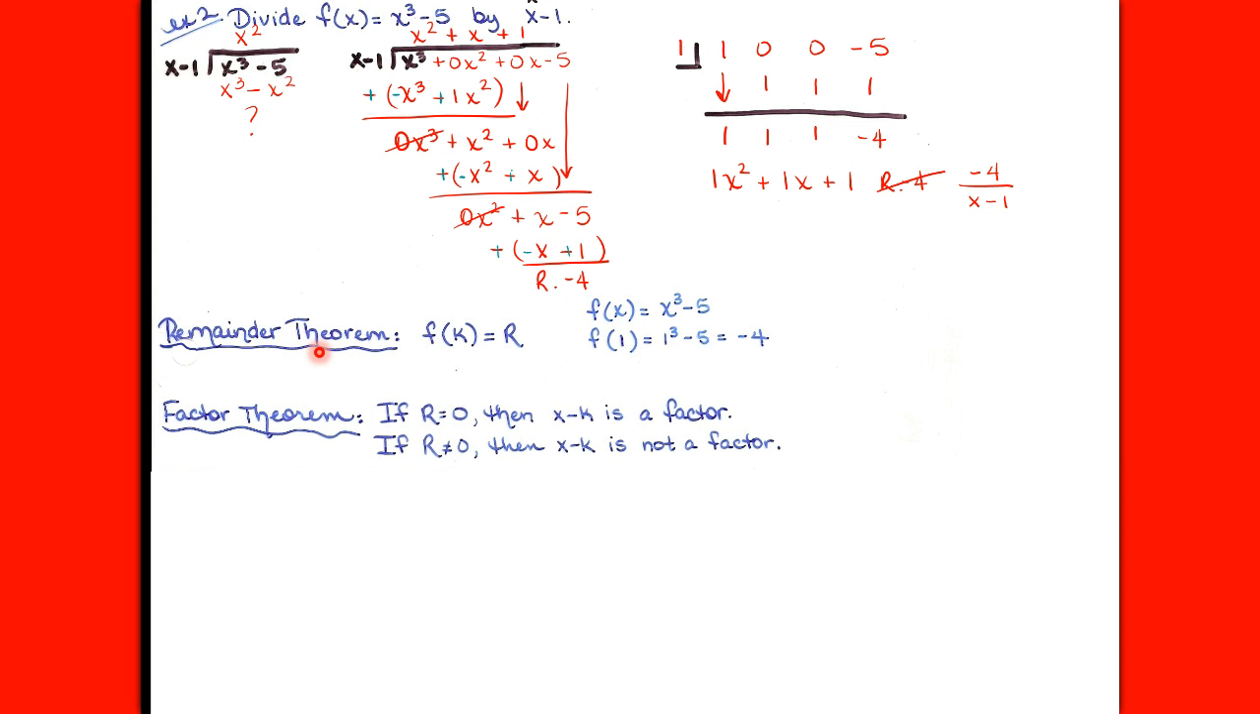Because if they asked me back here, is x minus 1 a factor of x cubed minus 5? I don't have to do this. I don't even have to do this. All I would have to do is just plug 1 into that function and find out that I got a remainder of negative 4. So is it a factor? No, because the remainder wasn't 0. But if I had plugged in 1 and gotten a remainder of 0, then I would say, yes, it is a factor. So literally, that would be all the work that I would need to do to be able to tell whether the one was a factor of the other, instead of having to actually do the division.